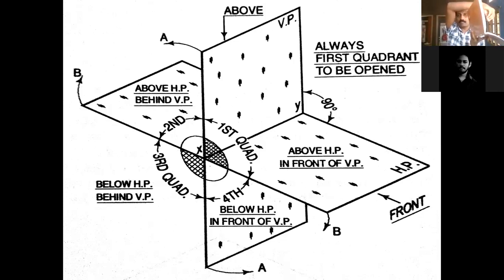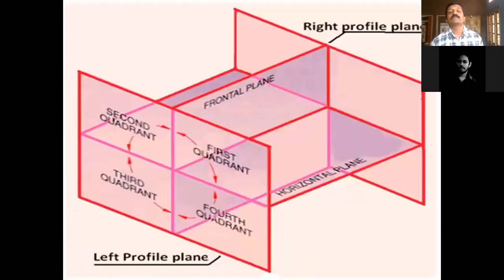You cannot see that. So that's why we assume that the planes are transparent. Then only you can see all the quadrant objects without changing their position. And coming to the next slide, I have given the left profile plane as well as the right profile plane, so that you can understand. They are mutually perpendicular to each other.